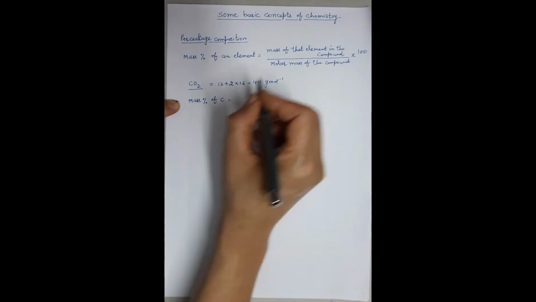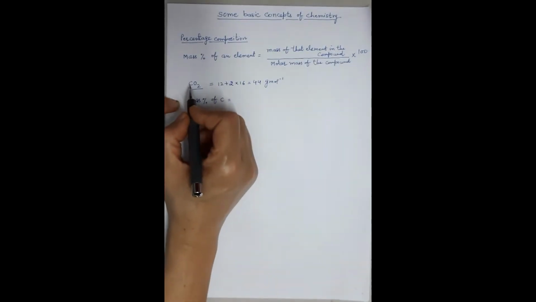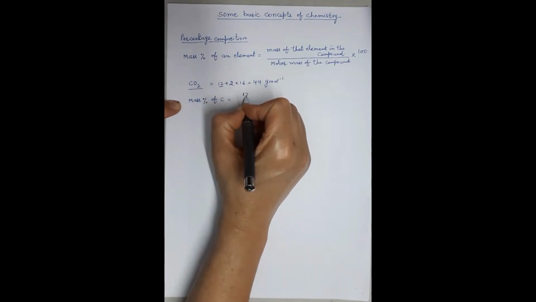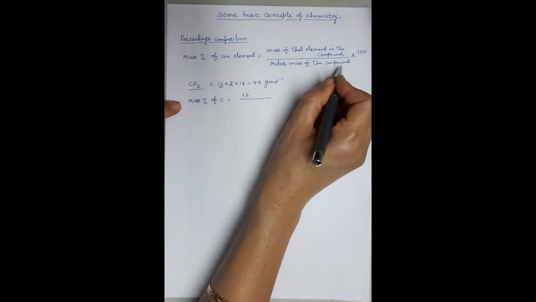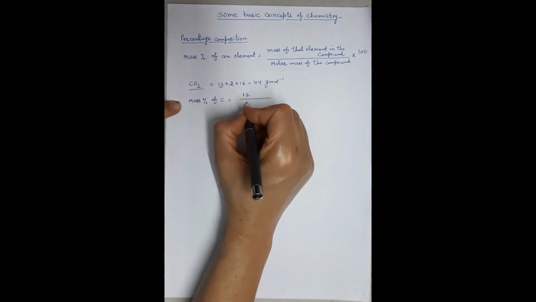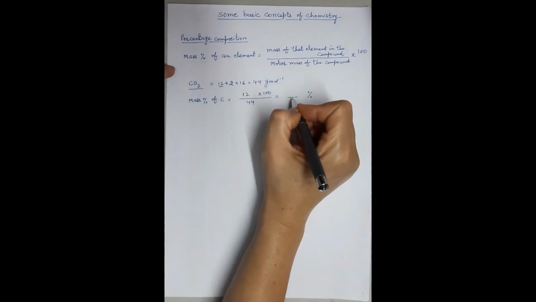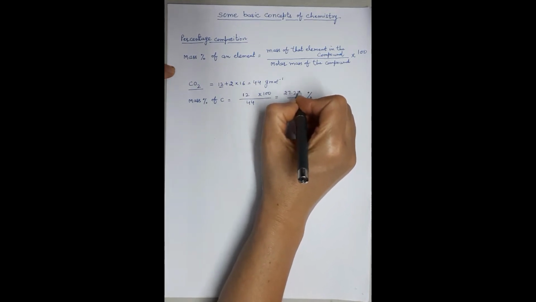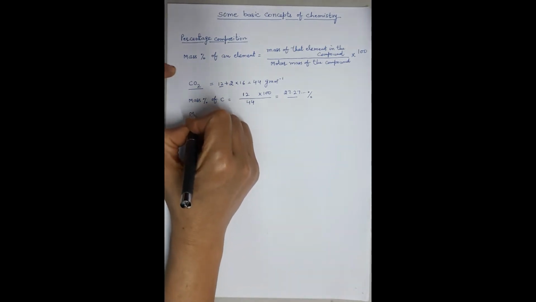Mass percentage of carbon is the mass of that element in the compound. So how many atoms are there of carbon in this? It is only 1, so it has mass 12. I'll write down here, 12 gram is the mass of carbon in this, divided by the total mass of the compound, molecular mass, which comes out to be 44, into 100. Beta, if you calculate, it comes out to be 27.27, something like this.